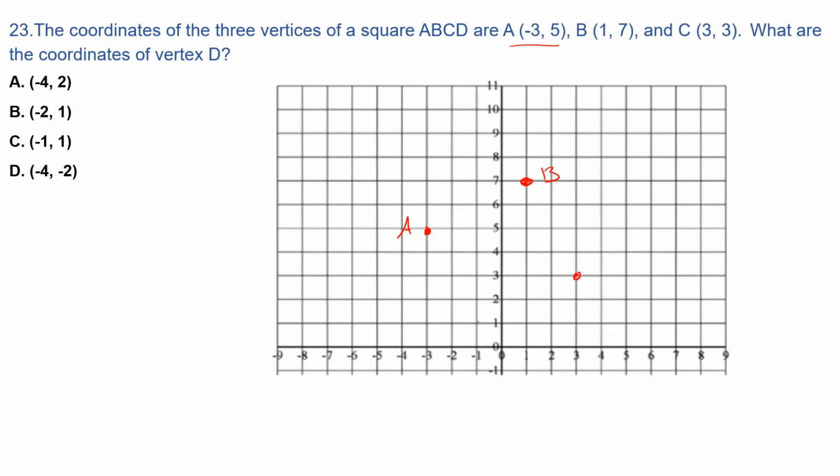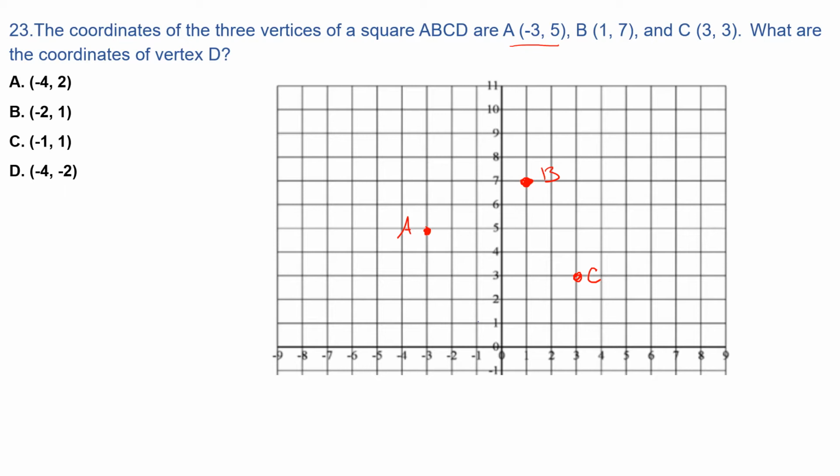Since the figure has to be a square, the opposite sides will have to be parallel and the adjacent sides will have to be perpendicular. Adjacent sides, which are sides next to each other, will have to be perpendicular, or their slopes will have to be opposite reciprocals. But I'm actually just going to use the slope to draw the fourth point. If I find the slope between A and B, I can count from C to find my fourth point. So let's go ahead and find the slope from A to B.